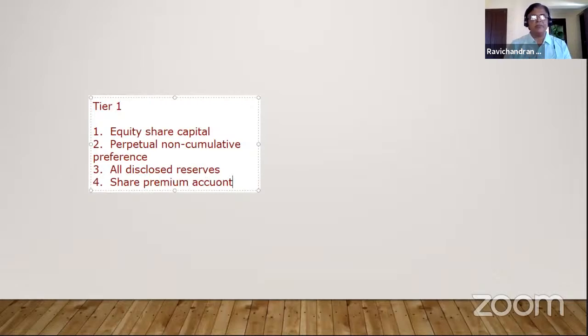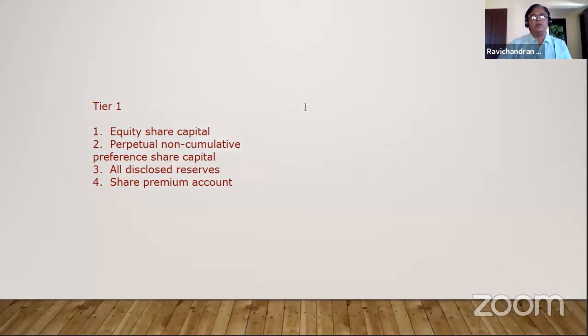Share premium account in respect of the number one and number two: share premium account in respect of equity share capital, and share premium in respect of perpetual non-cumulative preference share capital. So if you remember only these four points, you can very easily answer this. Any type of reserve, capital reserve, general reserve, revaluation reserve, everything will come under Tier 1.